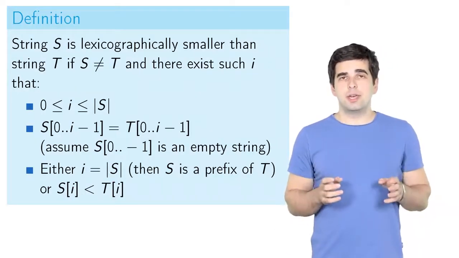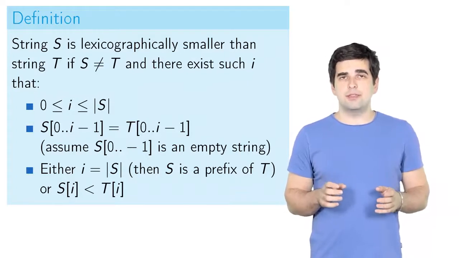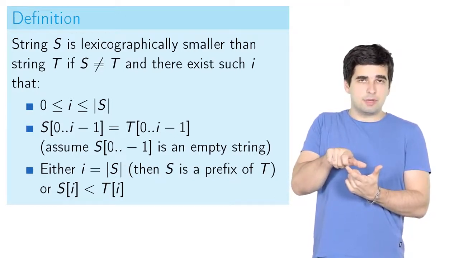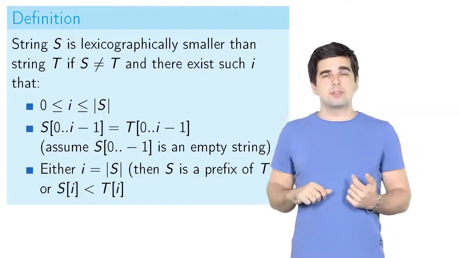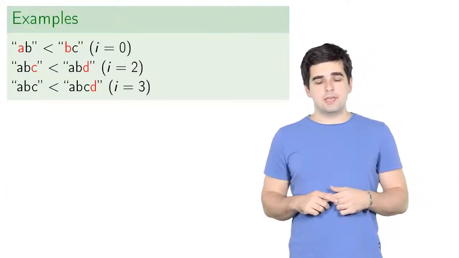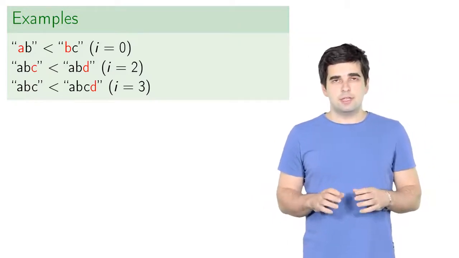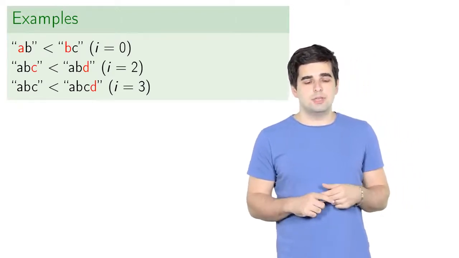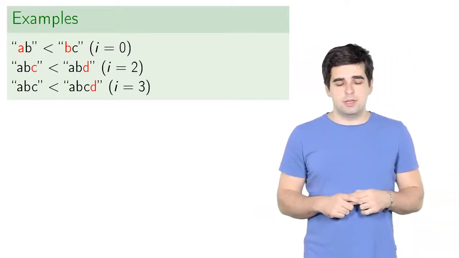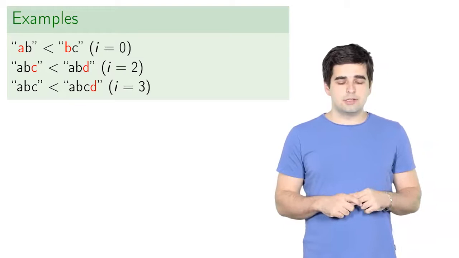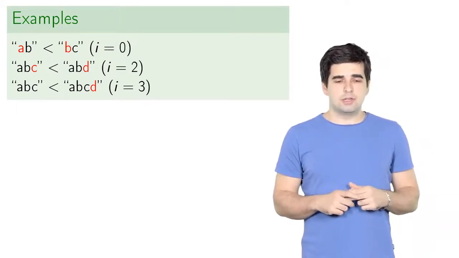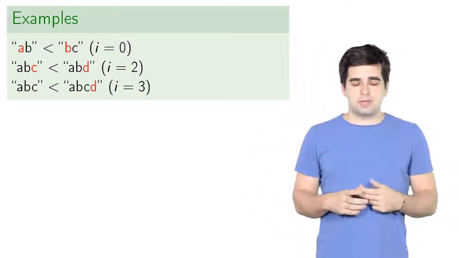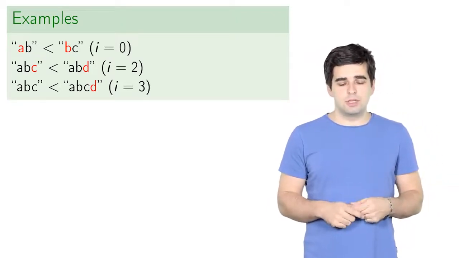By definition, a string S is smaller than a different string T if either S is a prefix of T, or S and T coincide from the beginning up to some character, and then the next character in S is smaller than the corresponding character in T. For example, if S is AB and T is BC, then they don't coincide, but the first character is already different, and the character in S is A, and the character in T is B. A is less than B, so S is less than T. In the second example, S and T coincide for the first two characters, and then the third character C is less than character D, so S is smaller than T. And in the third case, S is a prefix of T, but it is different from T, so S is smaller than T.